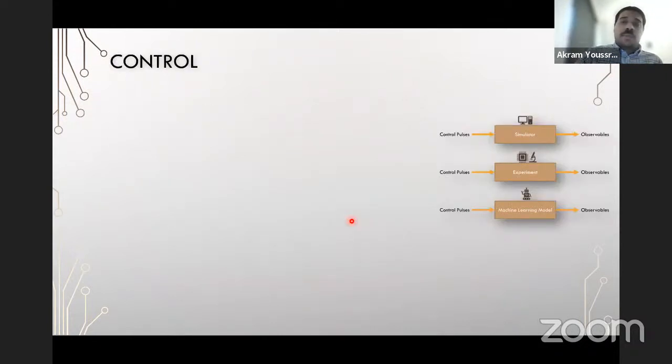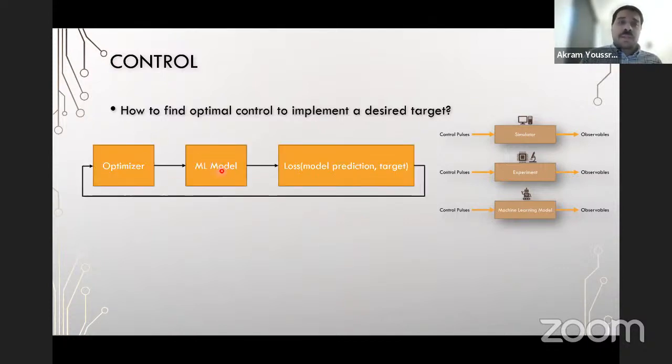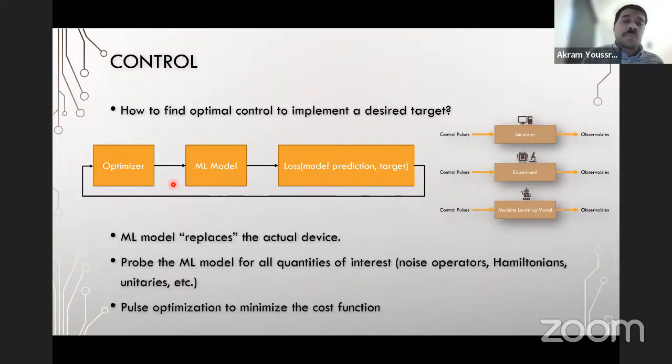So once we have this model, how can we use it to do control? Well, because it's a piece of software that can be used to predict the behavior of my device, I can just use it to numerically optimize the pulses or the voltages I have. So I just put it in a numerical optimizer like a GRAPE algorithm, for example, and using the predictions of this model, I can find the optimal pulses that are needed to reach some target. So the idea here is after the identification, we replace the device with the machine learning model.